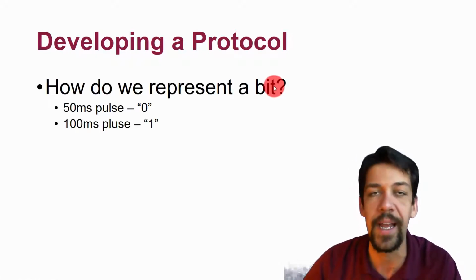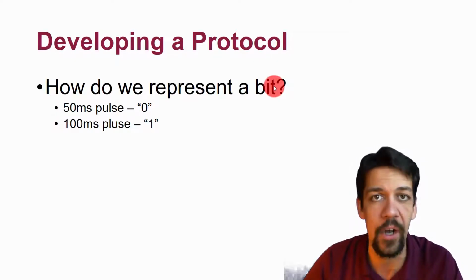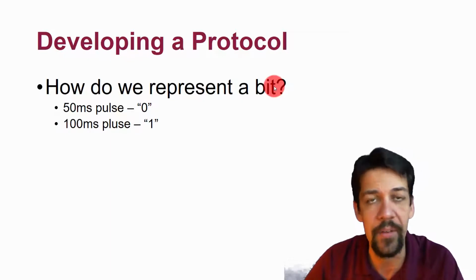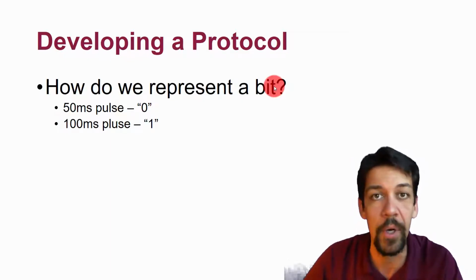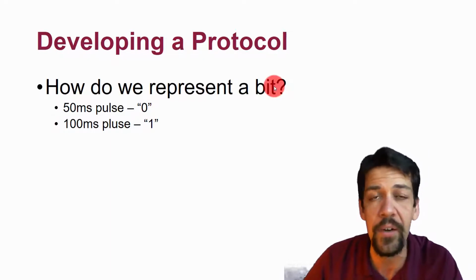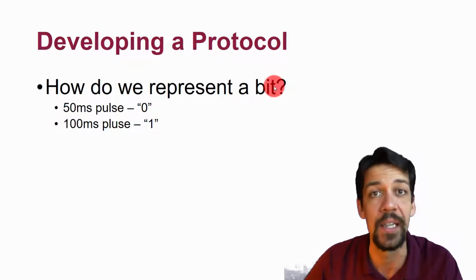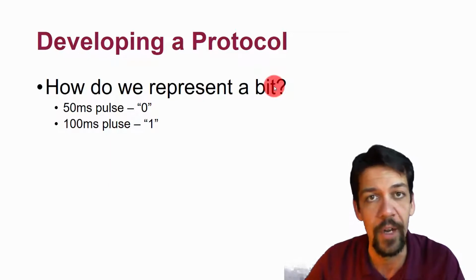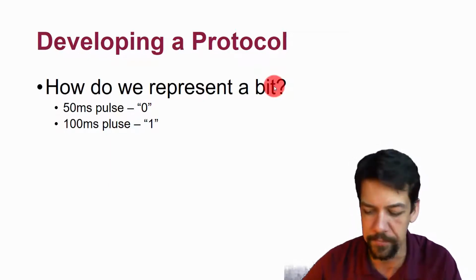And the first question I need to ask is, how do we represent a bit? You might think, just like, oh, if it's on, then that's a 1. If it's off, it's a 0. But if the remote isn't sending anything, then I don't want it to receive a whole string of zeros. That might be a valid message. So we're going to define our bits as different lengths of pulses of light. So a 0 will be a short pulse, and a 1 will be a long pulse.